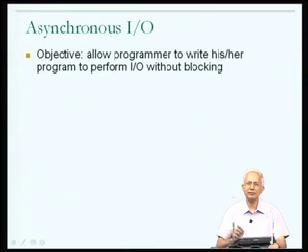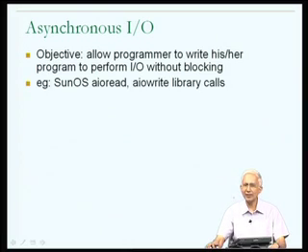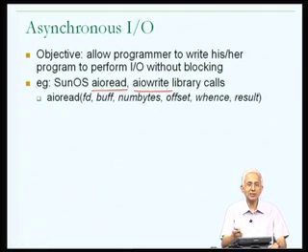So in general, the objective of an asynchronous IO mechanism would be to allow the programmer to write his or her program to perform IO without blocking. In other words, to assume that there are other activities which could be done while the disk IO operation is completing. And this is provided by many operating systems through a special set of calls. For example, in the Sun operating system, there are the asynchronous IO read and the asynchronous IO write calls. They are known as AIO read and AIO write. And they look very much like the system calls that we know before. They require a file descriptor, a buffer, num bytes, etc.